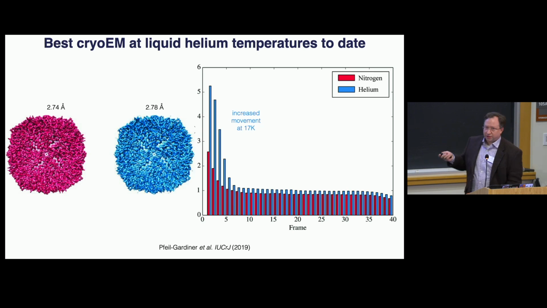So you don't get this factor of 2 improvement that you might hope for. And why didn't they get the factor of 2 you might hope for? Well, it turns out that the movement at these lower temperatures, or what they thought would be the movement at the lower temperatures, was significantly more than it was at nitrogen temperatures. And we're able to do these kind of studies now where we couldn't back then because we have, of course, direct electron detectors that allow us to fractionate the dose and see what's going on.